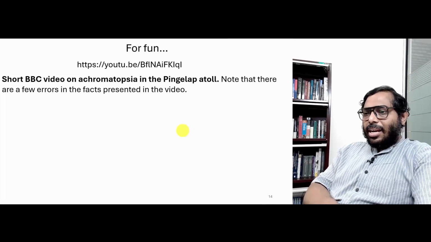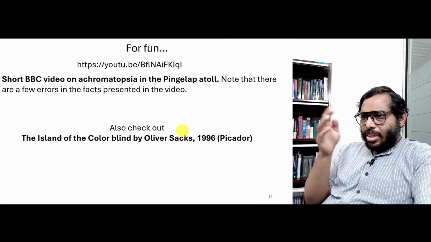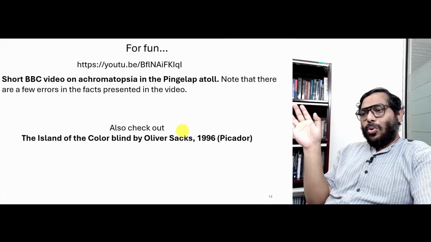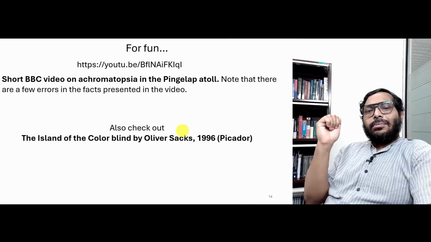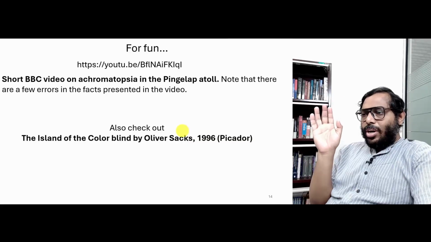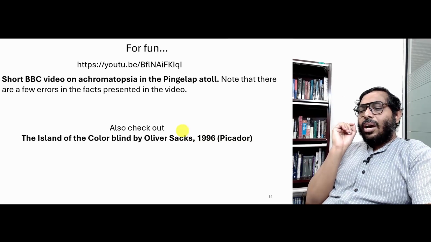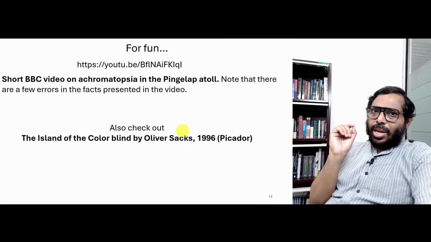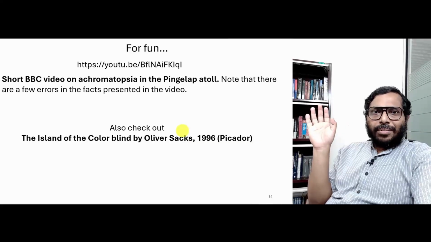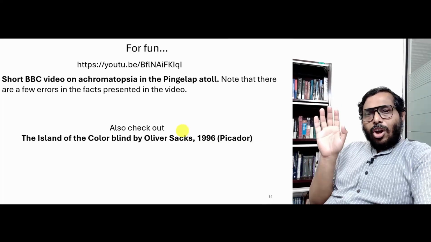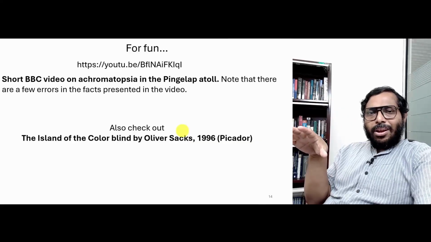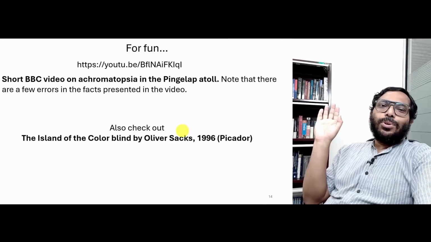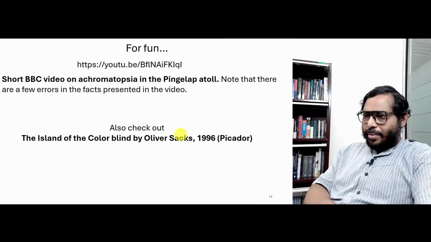The second thing that I want you to look at is this very famous book. In fact, it is this book which made the Pingelap condition famous all over the world. This is the book called The Island of the Colorblind by Oliver Sacks. Brilliant author, has written on multiple topics related to evolution and many other things. I have read excerpts of this particular book, absolutely brilliantly written, highly recommended.